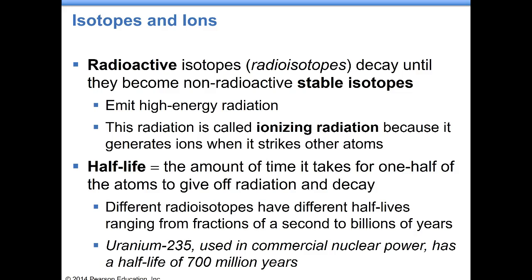Uranium-235 is one of the radioactive isotopes that has commercial use in nuclear power plants, and it has a half-life of 700 million years. It takes 700 million years for half of its atoms to decay and give off radiation. So when we think that a power plant had a leak and we're going to clean this radiation up and move on, it's going to be staying there for a very long time.